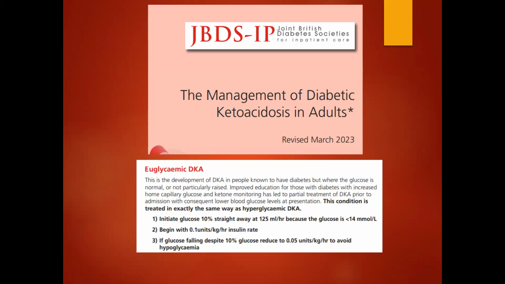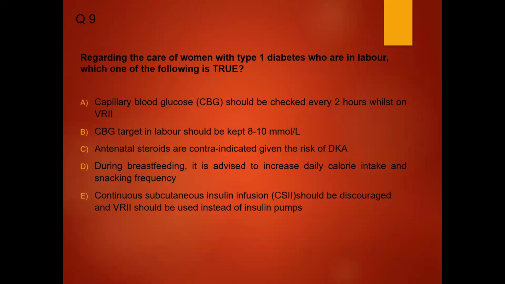This condition is treated in exactly the same way as hyperglycemic DKA. Initiate glucose 10% straight away at 125 ml per hour because the glucose is already at less than 14 millimole per liter. Begin with 0.1 unit per kg per hour insulin rate. If blood glucose is falling despite 10% glucose, reduce the rate of insulin infusion to 0.05 unit per kg per hour to avoid hypoglycemia.